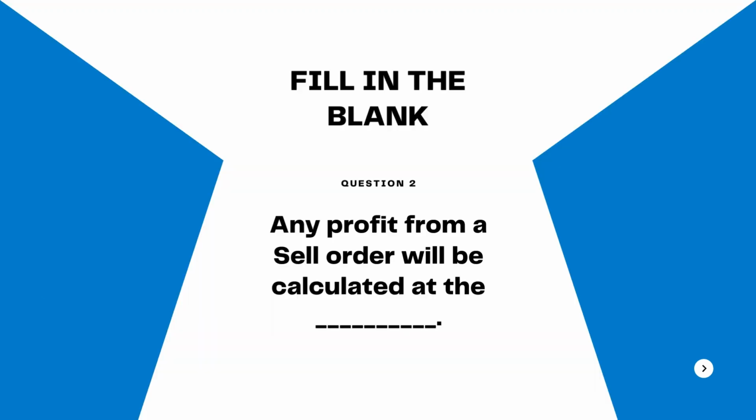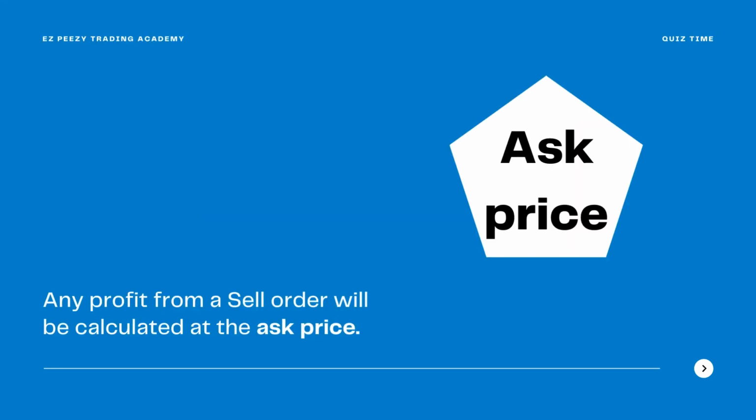Any profit from a sell order will be calculated at the... so if it's a sell order, we're selling, how do we get out of a sell order? We must put in what type of order? A buy order, which is executed at, calculated at the ask price, right? Any profit from a sell order. So when you hit sell, you need to watch that ask level and create a little take profit area, and see what happens when it hits that area.